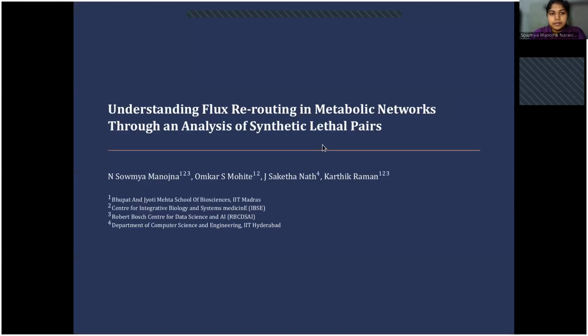Greetings, I'm Sowmya and I'll be presenting a poster titled Understanding Flux Rerouting in Metabolic Networks Through an Analysis of Synthetic Lethal Pairs. So I'll briefly go over the introduction, I'll motivate why we're doing this, and also enumerate the questions that we seek to address.